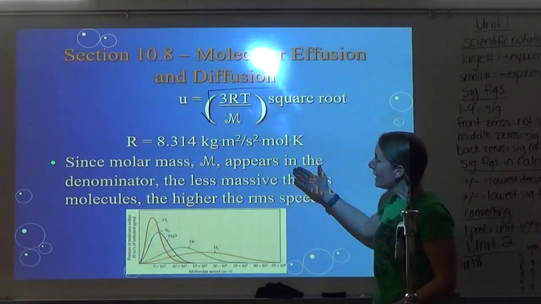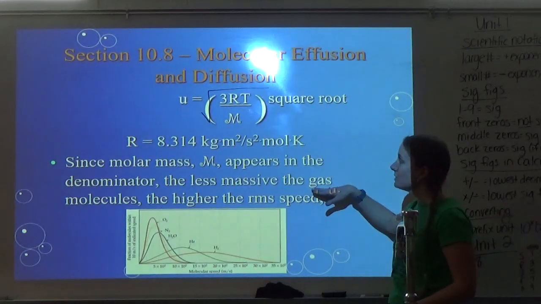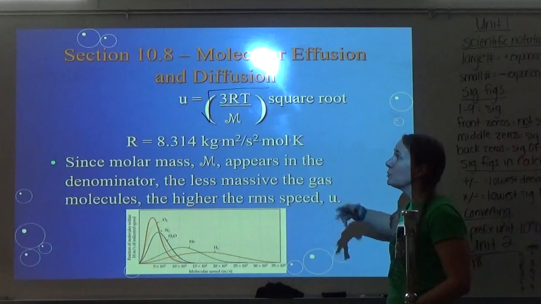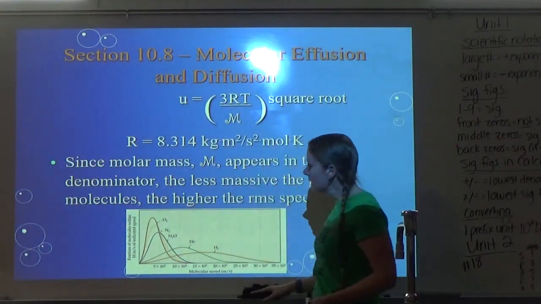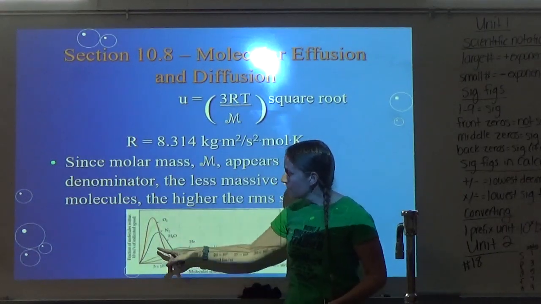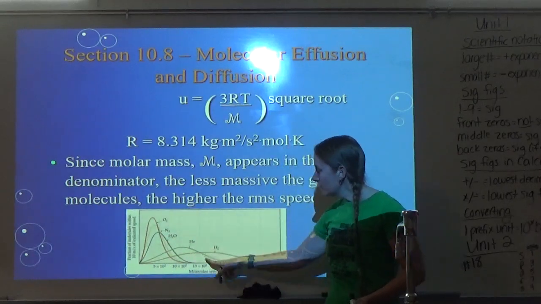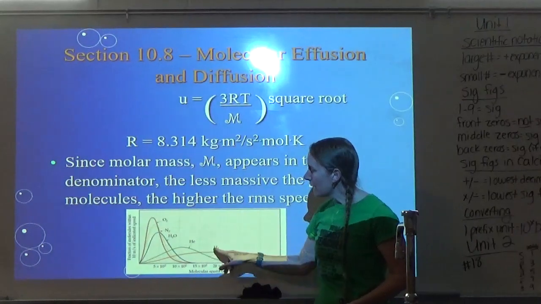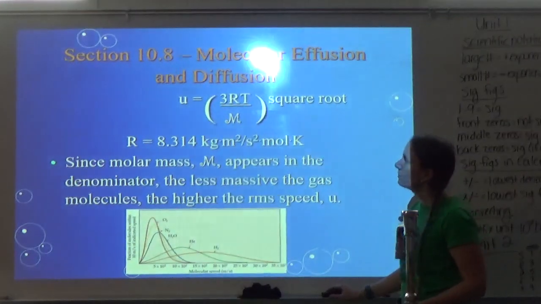Since molar mass, or M, appears in the denominator, the less massive the gas molecules, the higher the RMS speed, which makes sense. The lighter the molecule, the faster it can move. You can see down here oxygen, O2, and H2O, but helium is over here, and hydrogen's over here. Those lighter gases have higher speeds that they travel.